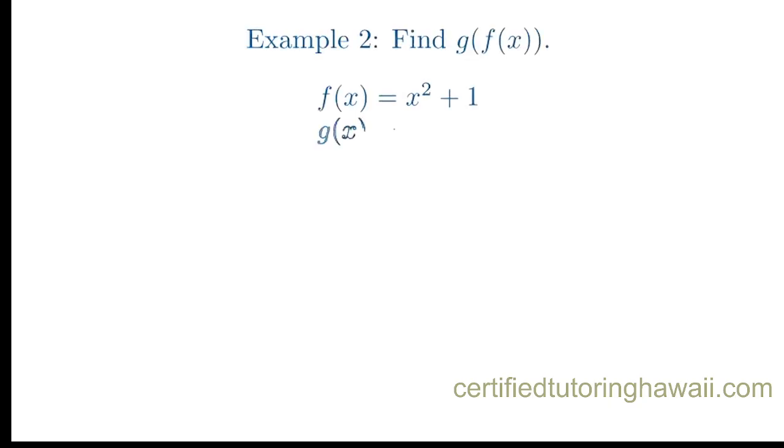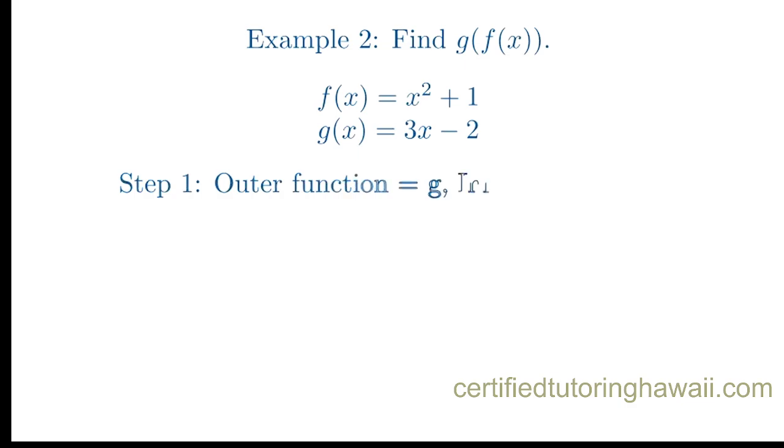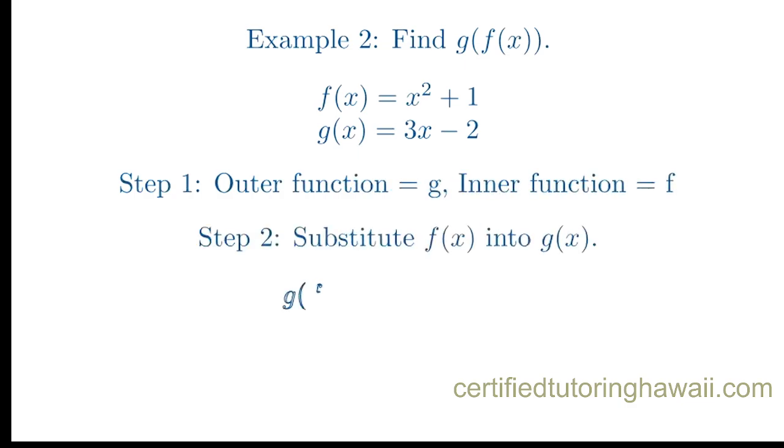Remember what we said about order? Let's prove it by constructing g of f of x with the same two functions. This will show us that composing functions in the other order yields a completely different function. This time, g is the outer function and f is the inner function. So, we substitute the expression for f of x, which is x squared plus 1, into the formula for g.